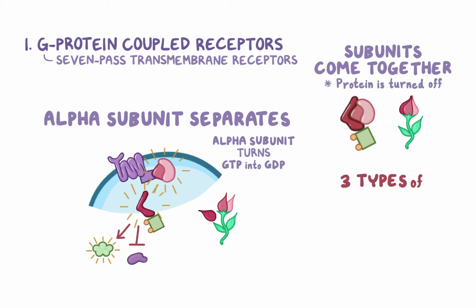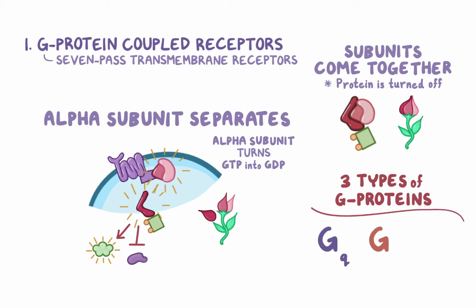Overall, there are 3 types of G proteins: Gq, Gi, and Gs, and each one stimulates and inhibits a different set of enzymes and molecular pathways.